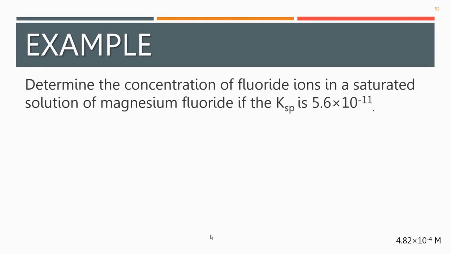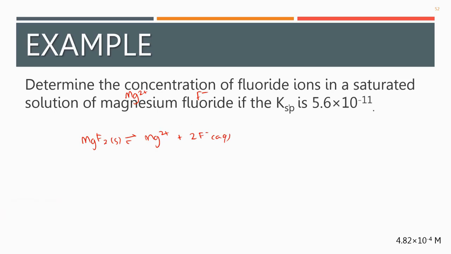Okay. Example number 3 or 4, I don't know, one of the two. We are going to determine the concentration of fluoride ions in a saturated solution of magnesium fluoride if the KSP is 5.6 times 10 to the negative 11. So nothing too difficult here. We just need to make sure that we get the ions right. So magnesium 2+, and fluorine minus. So we get MgF2 solid is at equilibrium with Mg2+ and 2F- aqueous.